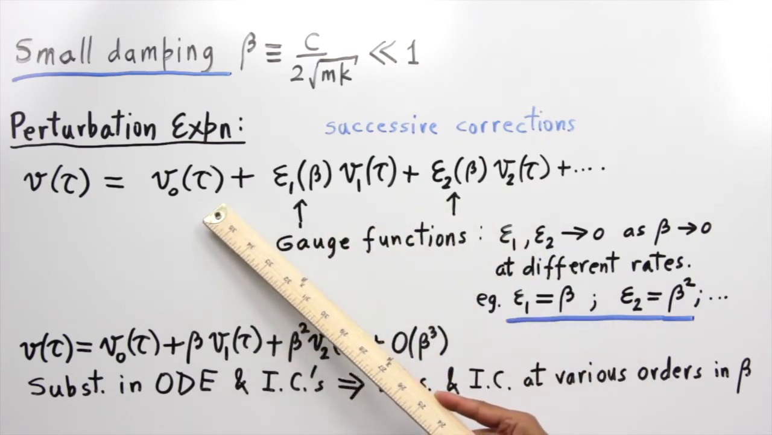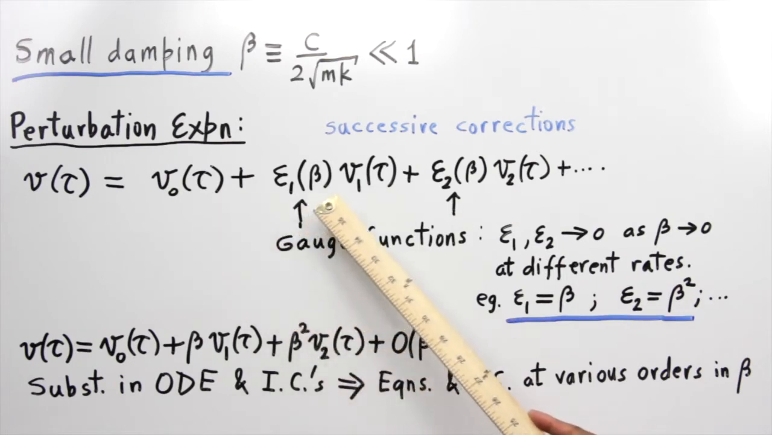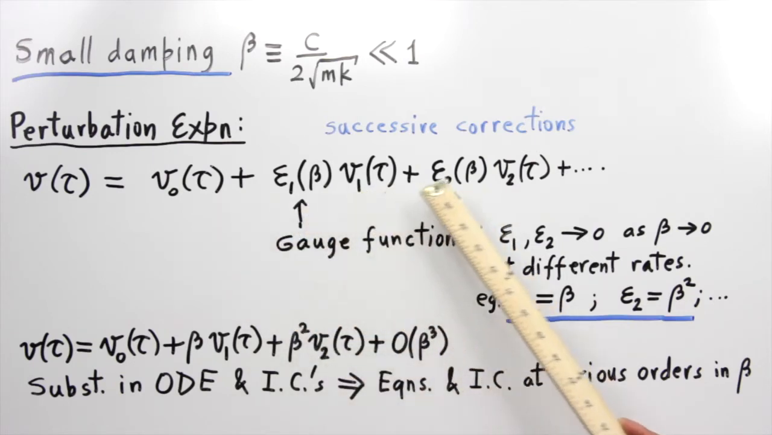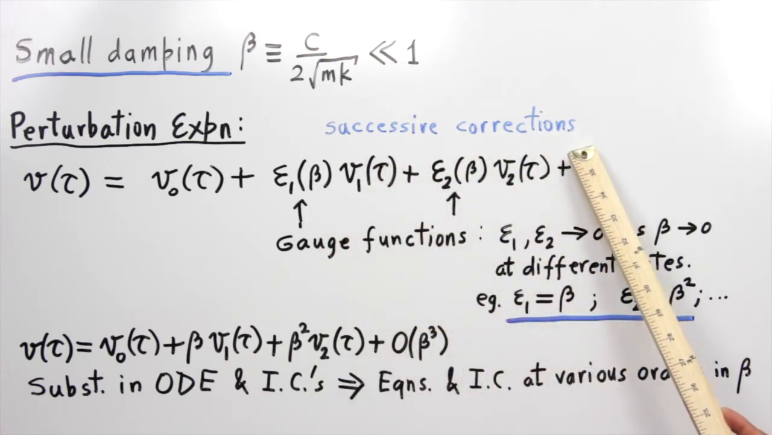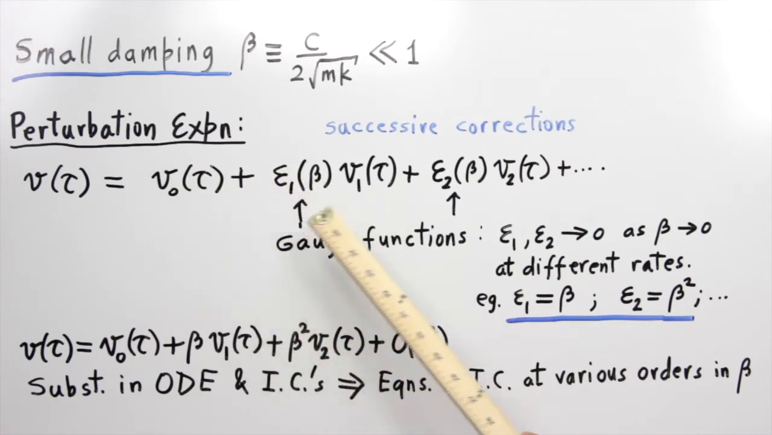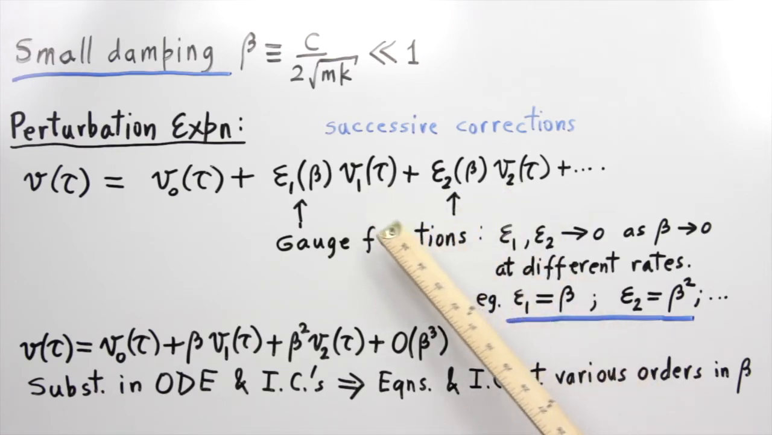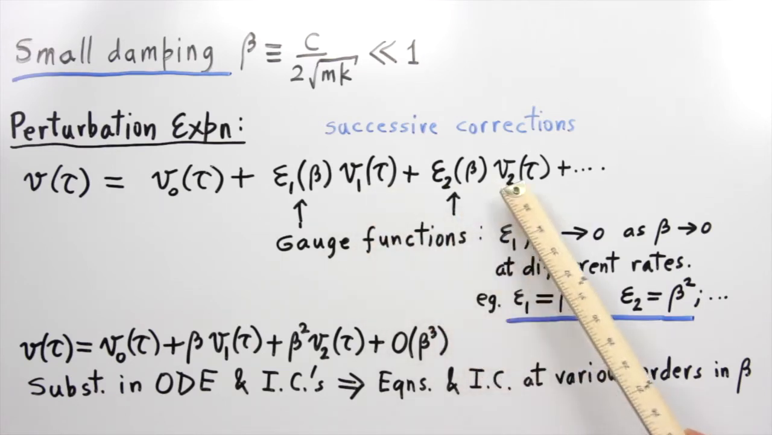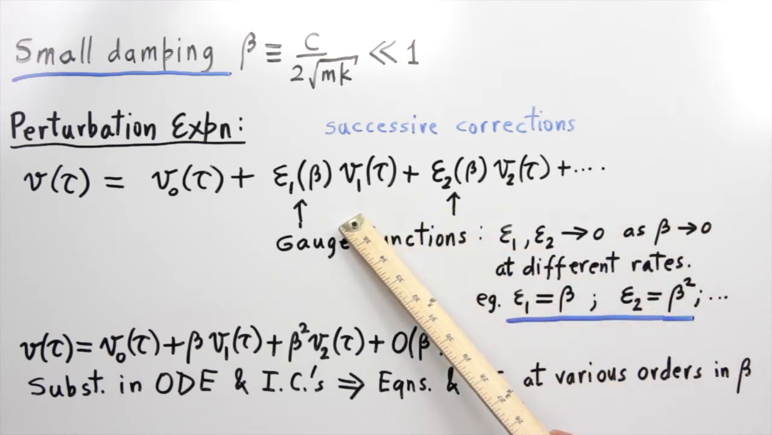So we have V0 of tau. This is the solution without any damping. And then when we account for damping, then we have corrections. And since damping is small, we have successive corrections. So that is the idea of a perturbation expansion, that we successively correct for things that we had removed from the problem to reintroduce a small amount of damping. And so V1 and V2 and so on are corrections which are going to be obtained by a systematic method.